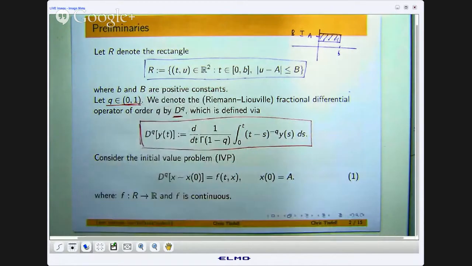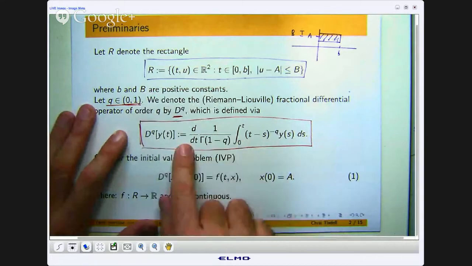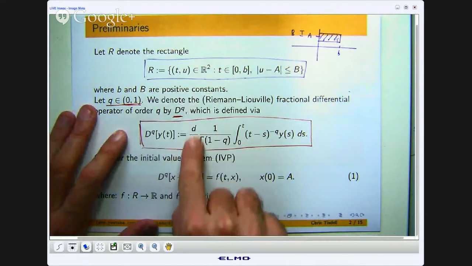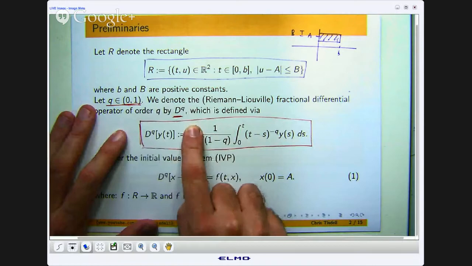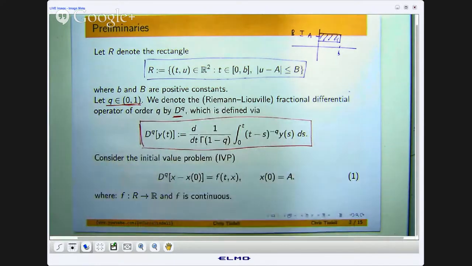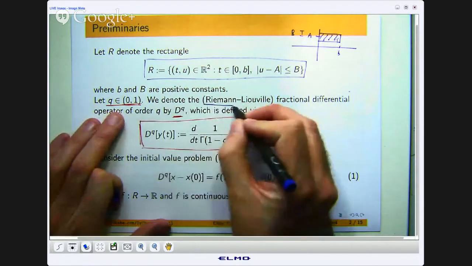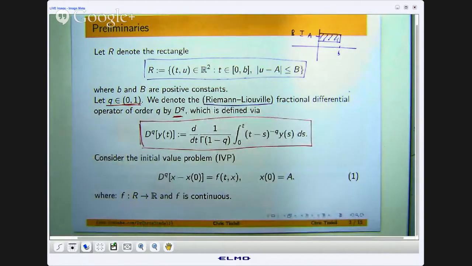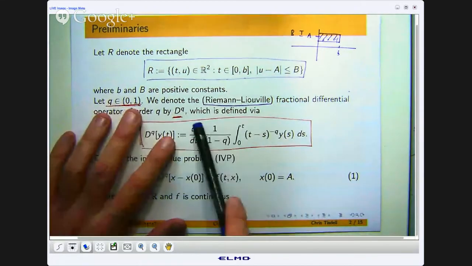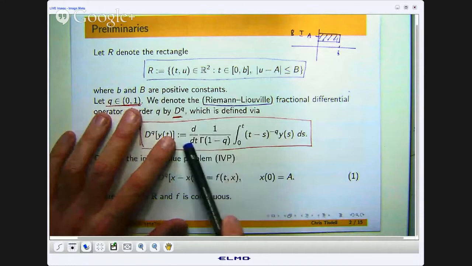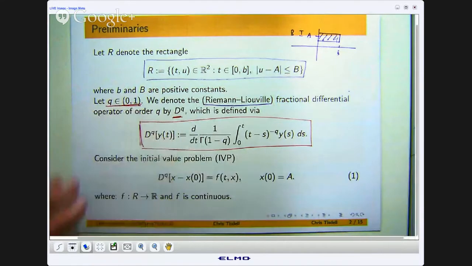Okay, now it looks a bit odd because you've got an integral and you've got a sort of a regular derivative here. Okay, but this is the way that this Riemann-Liouville derivative is defined. Okay, so I know it looks a bit weird. This is just a regular differential operator that you see at high school.